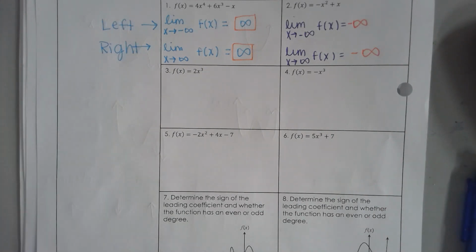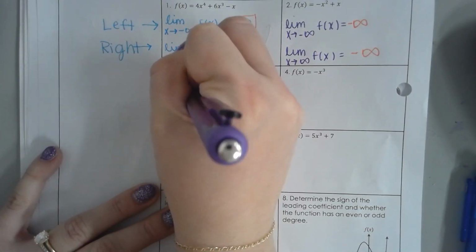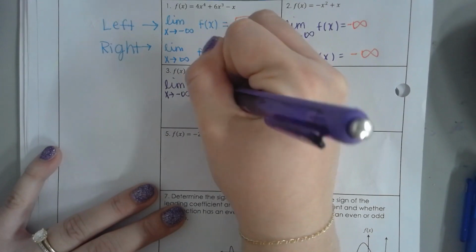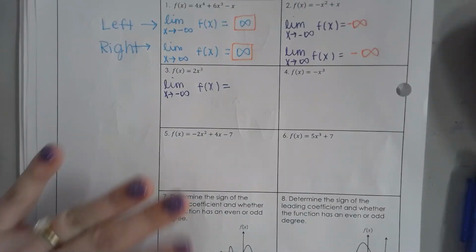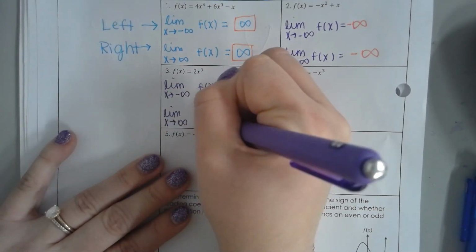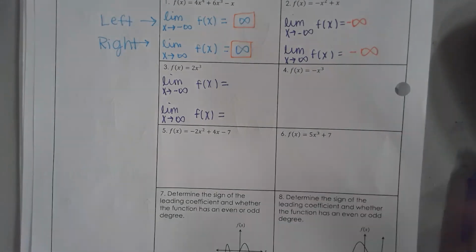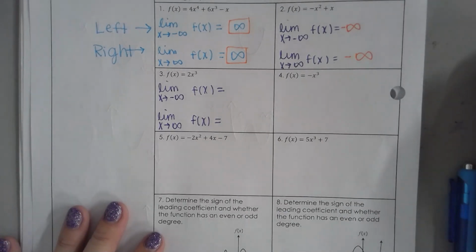Let's go ahead and write the first part. The limit as x approaches negative infinity of f of x equals, and the limit as x approaches positive infinity of f of x equals. The one that says x approaches negative infinity, we know that's on the left, because as x's get more negative, they go to the left. So we're looking on the left side. Let's just look at the graph.